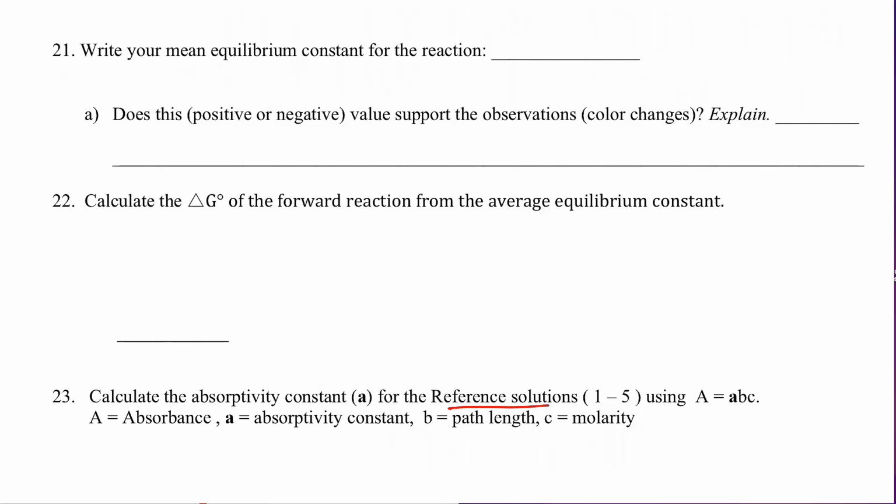And number 22, I want you to calculate the delta G of the forward reaction using an equation that we have worked with previously. And of course, that's going to be delta G 0 is equal to negative RT natural log of K. So with your value of K, that is your mean, I want you to solve for your standard Gibbs free energy there.